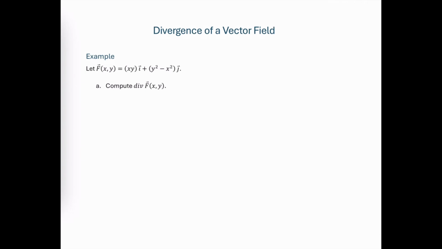To calculate the divergence of this 2D vector field, we use the formula that is the del operator dot product with the vector field. The two-dimensional del operator is partial with respect to x, partial with respect to y, and we dot that with the components of the vector field, which are xy and y squared minus x squared.